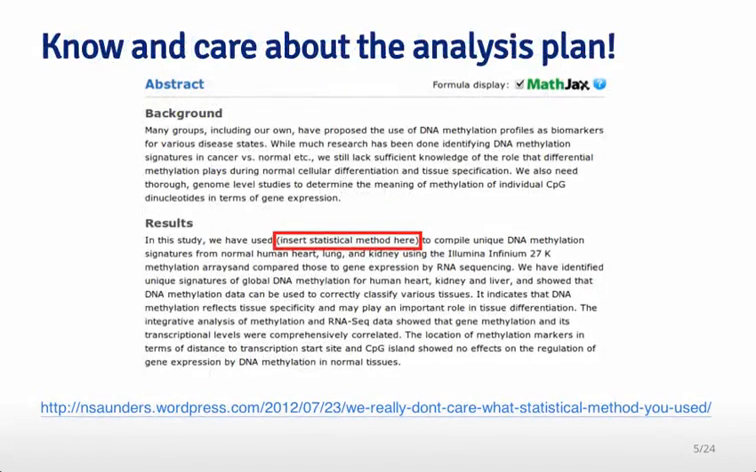analysis. The first thing to be aware of when performing any sort of experimental design or data science project is to care about the analysis plan. This is actually a published paper where, believe it or not, in the abstract of the published paper, it says "insert statistical method here," because the person who was writing the paper didn't know what the statistical method was.